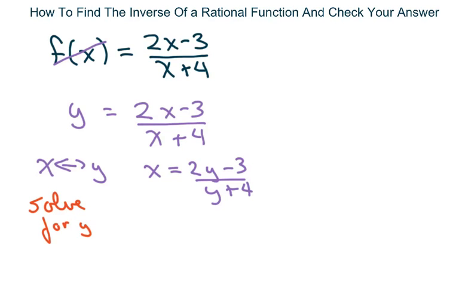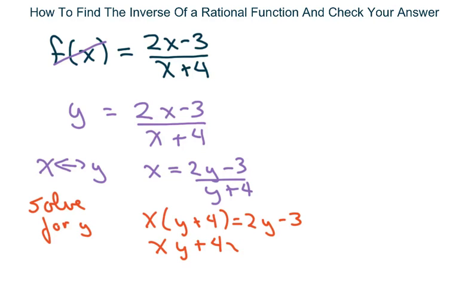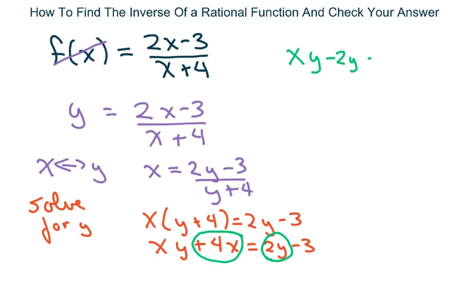So I'm going to cross multiply, and I get x times y plus 4 equals 2y minus 3. Distribute. And then to solve for y, I'm going to group my y's together. So I'm going to move the 2y to the left-hand side of the equation, and I'm going to move the 4x to the right. So I'll get xy minus 2y equals negative 4x minus 3.